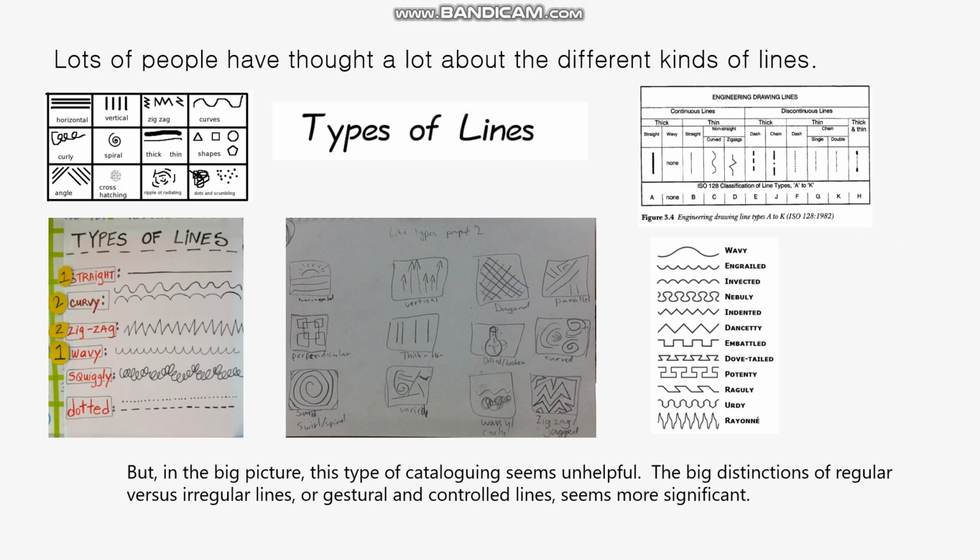In art, people are constantly obsessing about the different kinds of lines, what types of lines people can make. And it's also important in engineering. I love this chart right here.